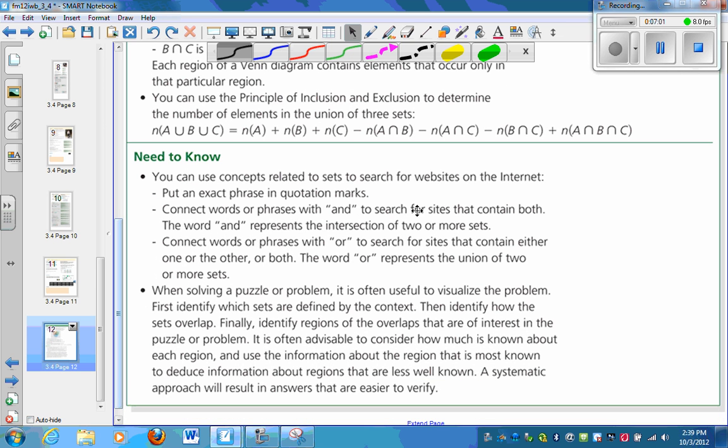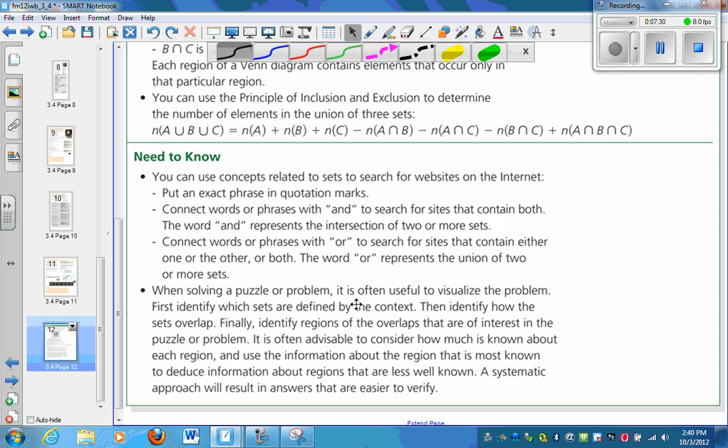You can use concepts related to sets to search for websites on the internet. Put exact phrases in quotation marks, connect words or phrases with AND for containing both, or OR if you want either this or the other or both. So the word OR is like union. So we could say the number in A or B or C, right? If it's in either of those, I want them. So the internet uses these sorts of principles.